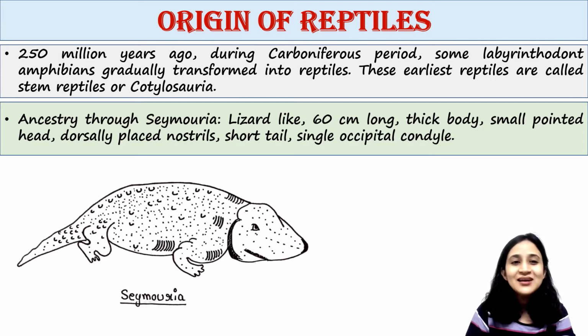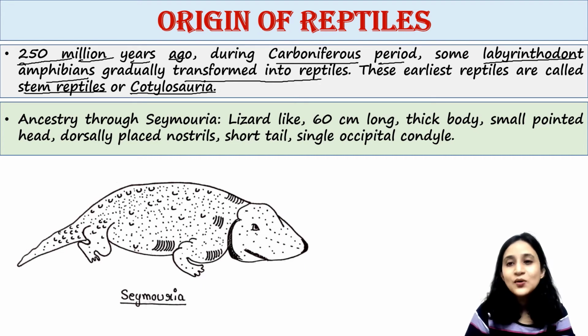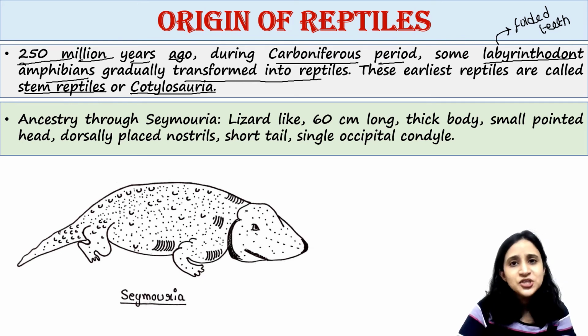Now about 250 million years ago, during the Carboniferous period, some labyrinthodont amphibians gradually transformed into reptiles. So these earliest reptiles are called stem reptiles or Cotylosauria. Actually, labyrinthodonts possessed characteristically folded teeth. They had a special type of folded teeth, hence the name labyrinthodont.